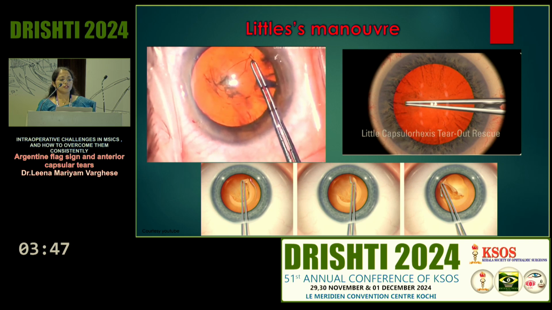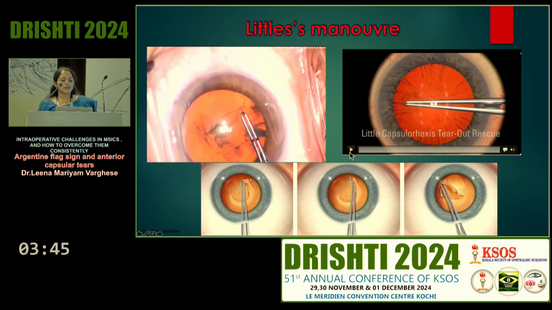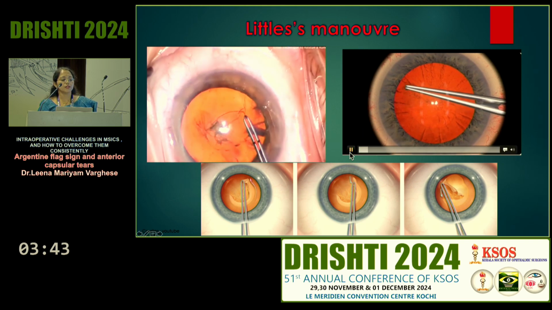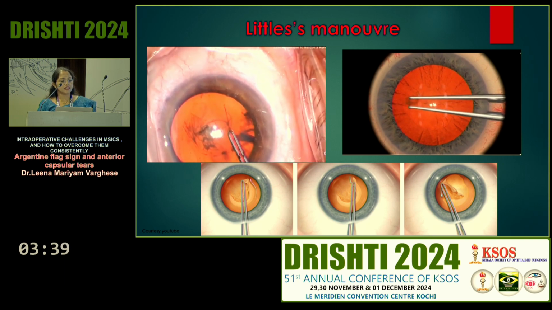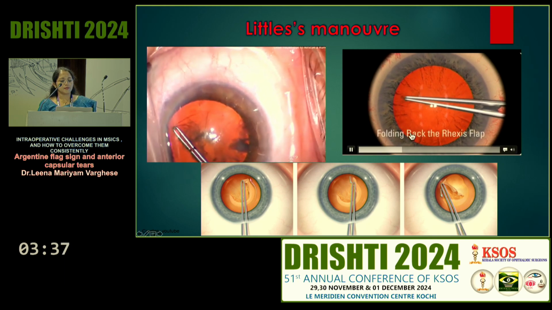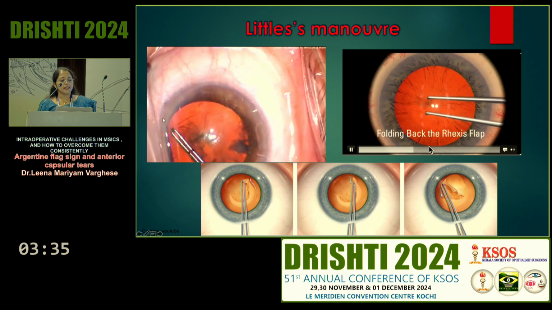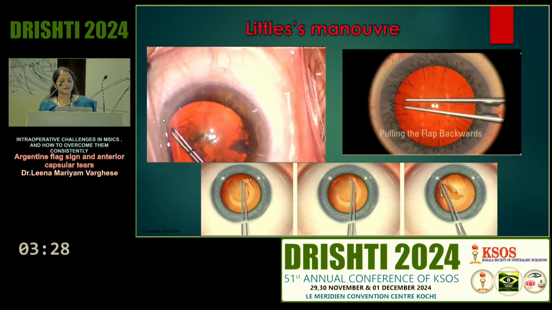Now this is another video where you can see that once the rhexis is going towards the periphery, you just flatten the capsule, unfold the capsule, fold back the rhexis flap, and then with the help of your rhexis forceps, pull it towards the center or pull it in the opposite direction of the tear.